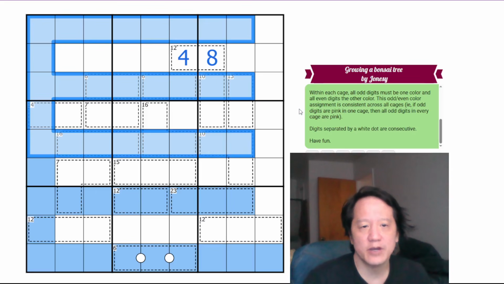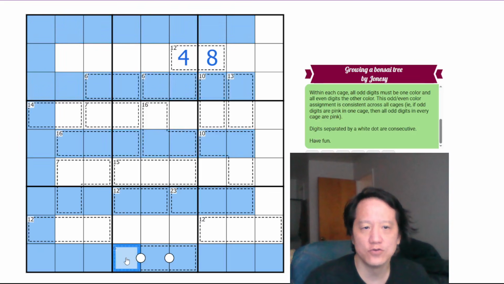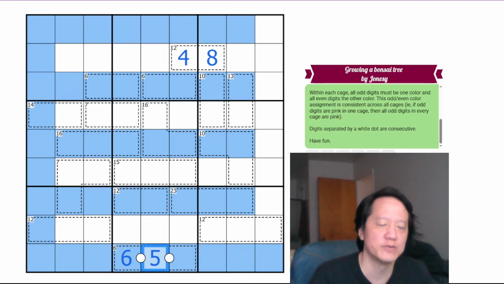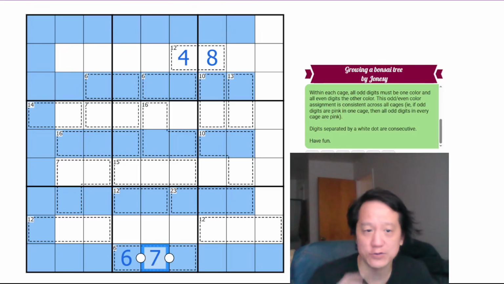And finally, digits separated by a white dot are consecutive. So, for example, if this were a 6, this would have to be 5 or 7 to make sure that those digits are consecutive.